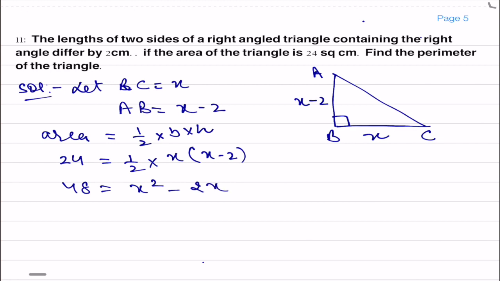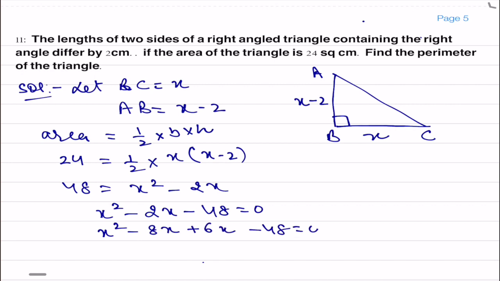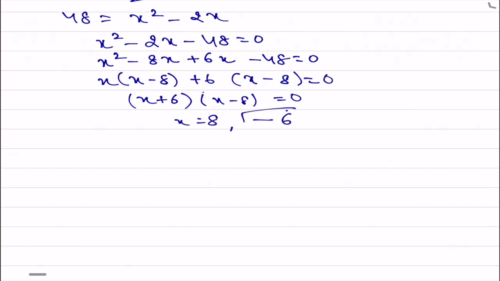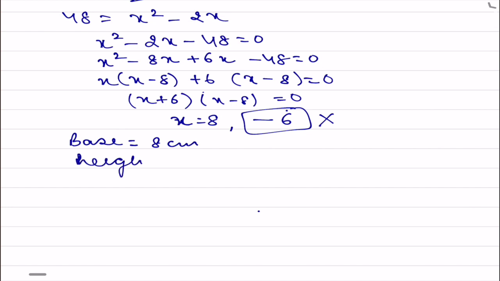We can see here it becomes a quadratic equation, and we already know how to solve the quadratic equation by splitting the middle term. So the factors are 8x and 6x. So values of x will be, one value is 8, other value is minus 6. The minus value we always neglect. So x is 8. So the base is 8 centimeter and the perpendicular, or you can say the height, is 2 centimeter less. So it is 8 minus 2, that is 6 centimeter.